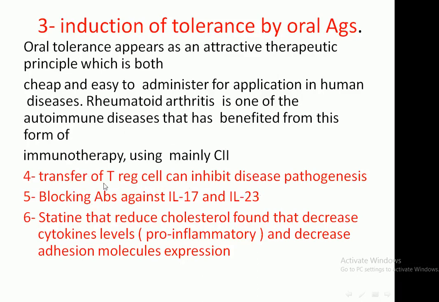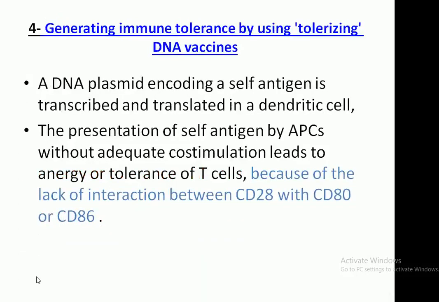Another method of treatment is blocking antibody against interleukin 17 and interleukin 23. Statins that reduce cholesterol were found to decrease pro-inflammatory cytokine levels and decrease adhesion molecule expression. The last one is generating immune tolerance by using tolerizing DNA vaccine using molecular methods. DNA plasmid encoding cell antigen is translated into dendritic cells, and the presentation of cell antigen by antigen-presenting cells without adequate co-stimulation leads to anergy or tolerance of T cells because of the lack of interaction between the CD28 with CD80 or CD86, which is the second signal of the T lymphocyte activation.